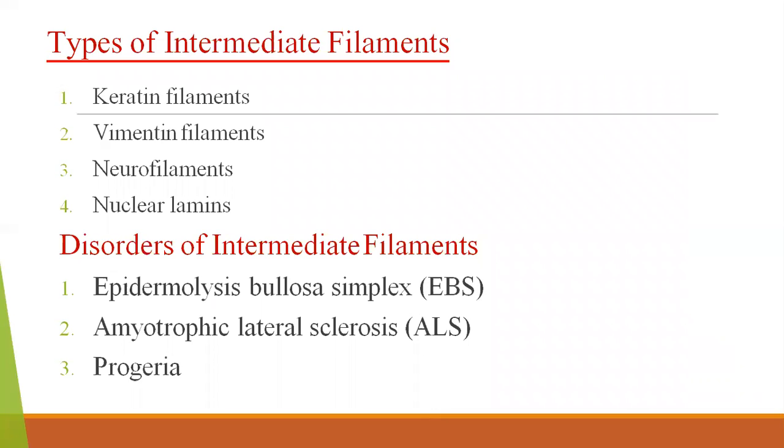The types of intermediate filaments are keratin filament, vimentin filament, neurofilament, and nuclear lamins. Disorders of intermediate filaments are as follows: epidermolysis bullosa simplex, which we call EBS; second, amyotrophic lateral sclerosis, that is ALS; and third, progeria.